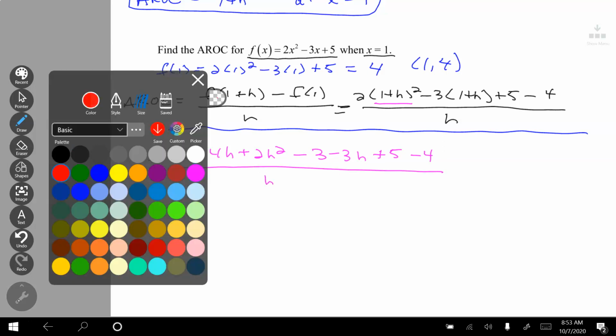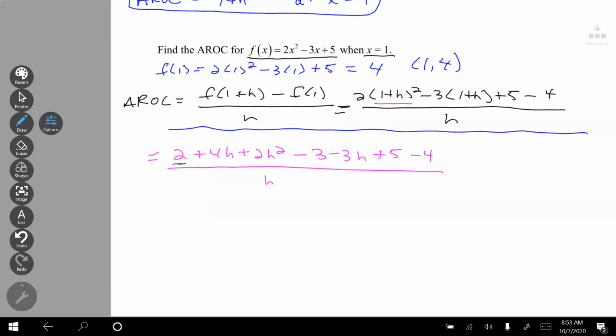And if I did this right, 2 minus 3 plus 5 minus 4 is 2 and 5 is 7. Minus 3 minus 4 is negative 7. They all cancel. So let's flip it over to the numerator. 4h minus 3h is 1h plus 2h squared all over h.